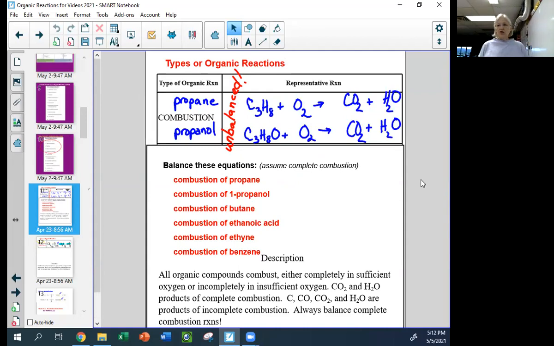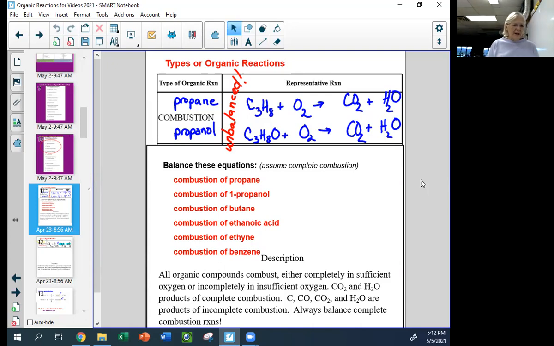Organic reactions primarily have to do with combustion. All organic compounds combust. If you look on your class notes, you'll see that in the description it says all organic compounds combust. Please make sure you read this description over on the right-hand side of your notes very carefully. That includes essential content for you to know. I give you that as a tip.